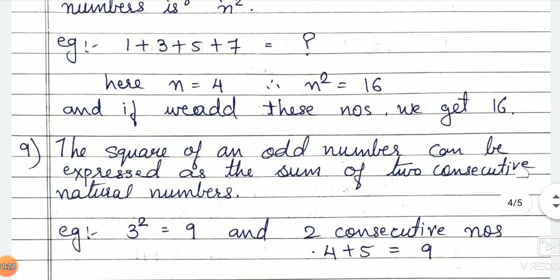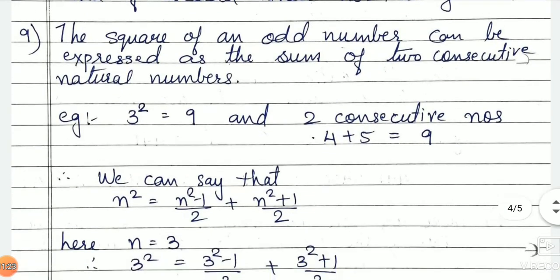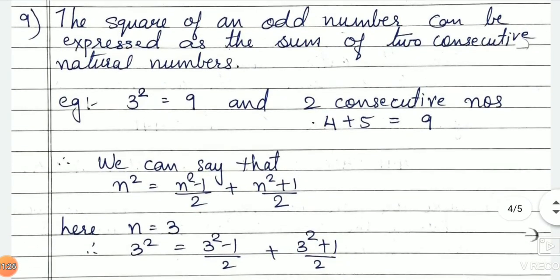Our next property is that the square of an odd number can be expressed as the sum of two consecutive natural numbers. Now we can take any odd number. For example, I have taken 3. Then the square of 3 is equal to 9. And there are two consecutive numbers such that if we add them, we get 9. Suppose we take 4 plus 5. Is it 9? And 4 and 5 are two consecutive numbers.